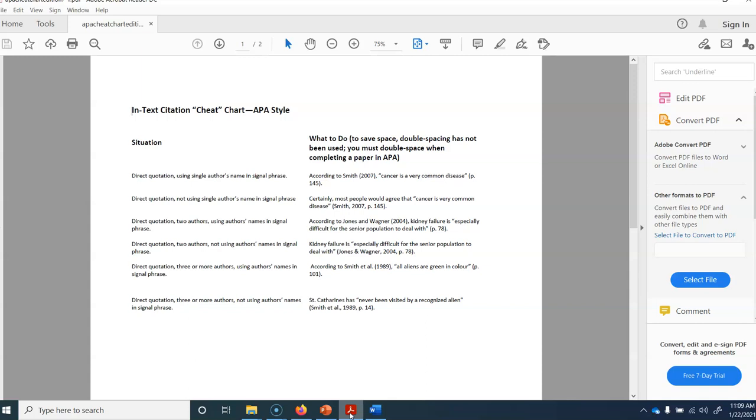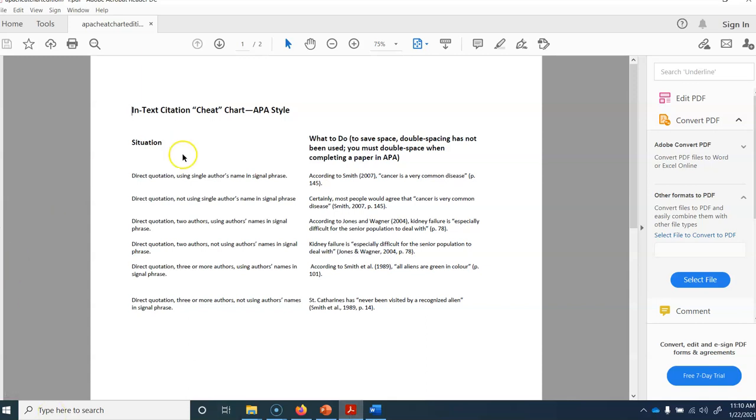I always find it's easier to work from an example and take the example, break it down, and then do it yourself. The first part of the cheat chart deals exclusively with direct quotations. So we're going to take a look at that first. The second part of the chart deals with paraphrasing. So remember, your first question is, am I direct quoting or am I paraphrasing? For this part of the chart, we're going to be direct quoting every single time.